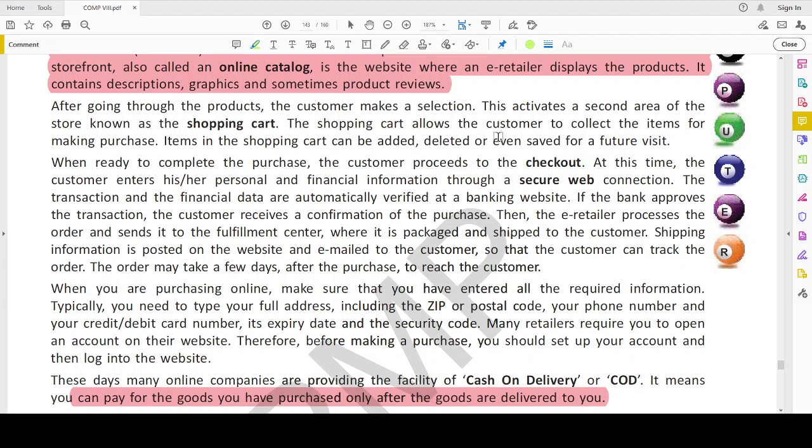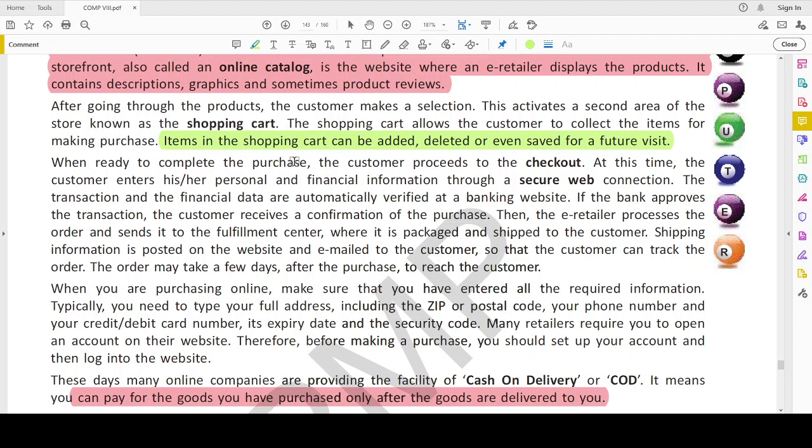The shopping cart allows the customer to collect the items for making a purchase. Items in the shopping cart can be added, deleted, or even saved for future buying. So you can plan for your future purchase and keep it added on your shopping cart without purchasing or making a payment for it. You can just add it to the shopping cart for making a purchase in the future.